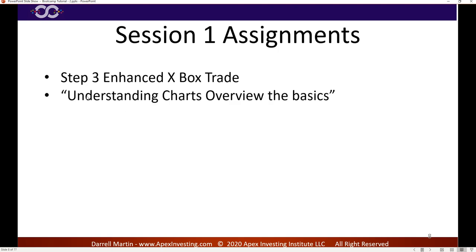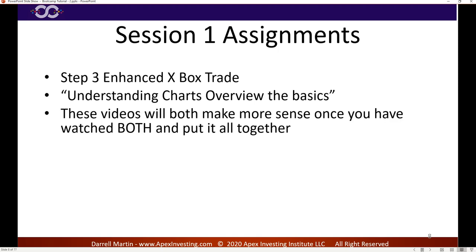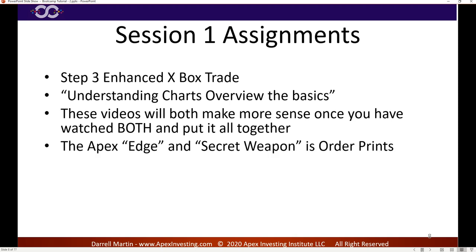So we talked about watching the enhanced Xbox trade video and watching the videos under understanding chart overview and basics. This helps you understand what is all this stuff on the chart. How do I operate the charts? What is all this order print stuff? You'll see that both of those videos will make more sense after you've watched them both. If you watch the enhanced Xbox trade, you're kind of like, but then when you watch the overviews, you're like, okay, now I understand what those order print things are. You can't really watch one without the other.